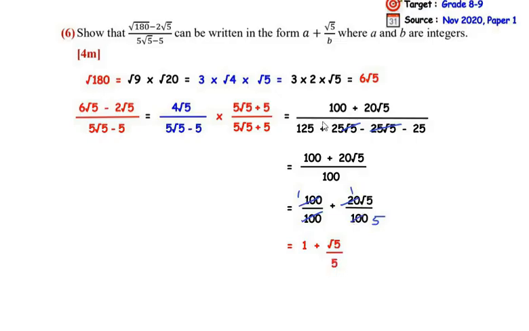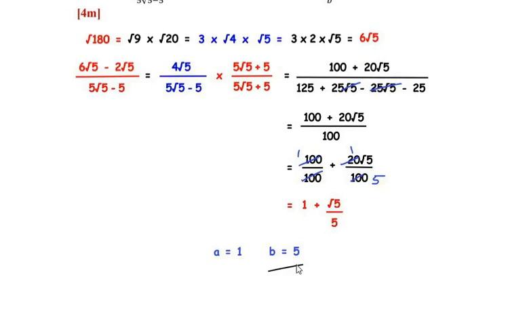Now this is of the form a plus root 5 over b, where the value of a is 1 and value of b is 5. So this is our answer.